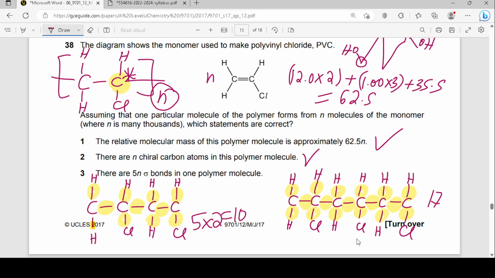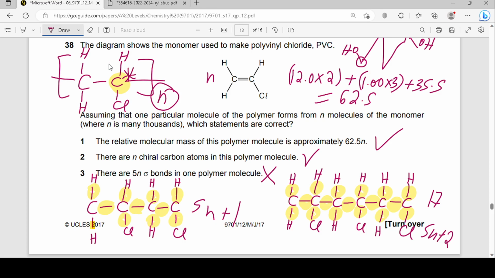Basically, otherwise this would be 5 times 3, which is 15. Okay, so these are 17 and 11, which is definitely not 10 or 15. So that means the statement that there are 5n sigma bonds in one polymer molecule is not right. So apparently the trend seems to be 5n plus 1 here, then 5n plus 2 here, then with 4 repeat units you would have 5n plus 3. I'm assuming that, but I'm not sure if that's actually the trend.